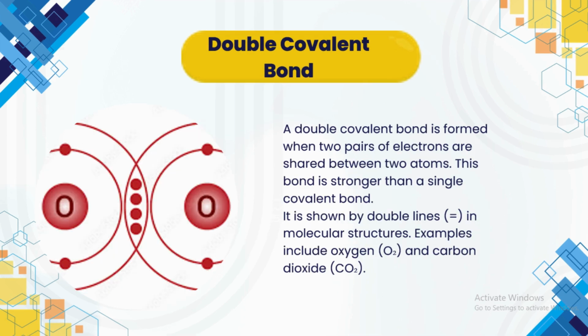Double covalent bond. This picture also elaborates that a double covalent bond is formed when two pairs of electrons are shared between two atoms. This bond is stronger than a single covalent bond. It is shown by a double line in molecular structures. For example, it includes oxygen and carbon dioxide.